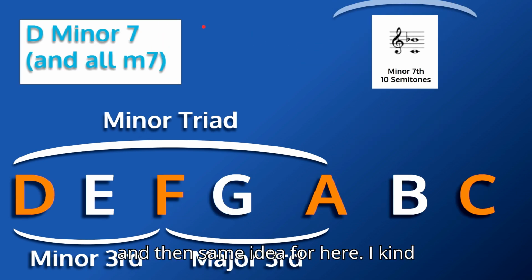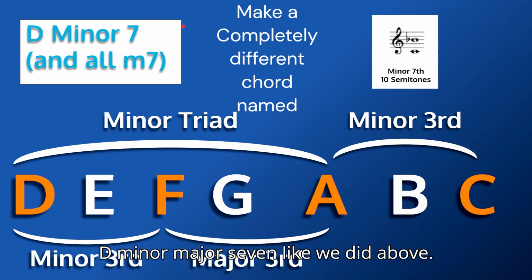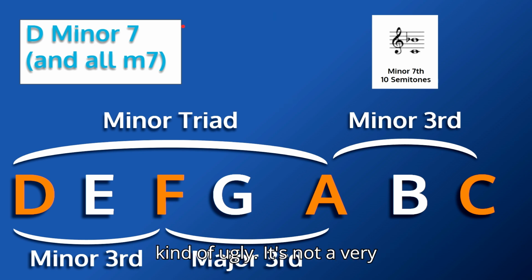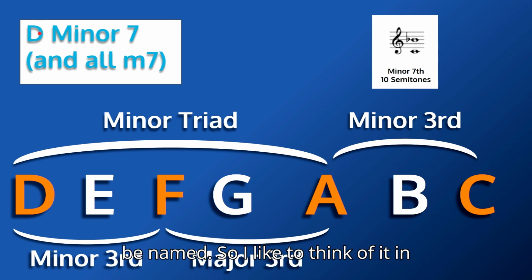And then same idea for here. I think of this as D minor, and then just with a typical minor 7th right here. We could name this D minor major 7 like we did above. That would make it kind of ugly. It's not a very conventional chord, but that's what it would be named. So I like to think of it in terms of that.